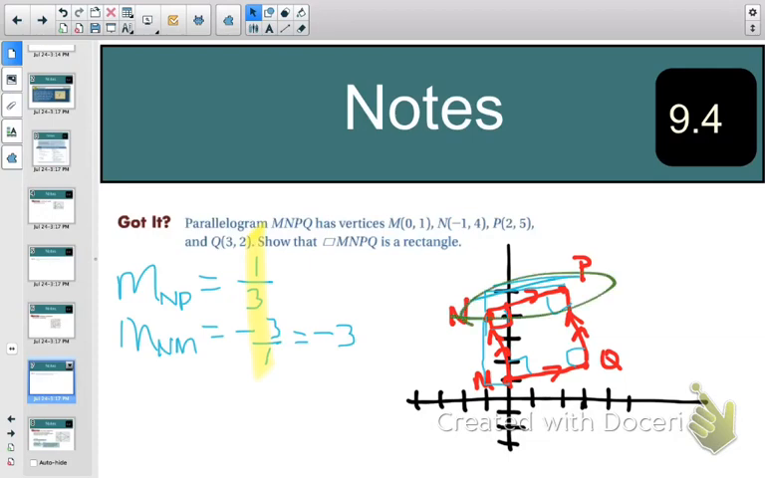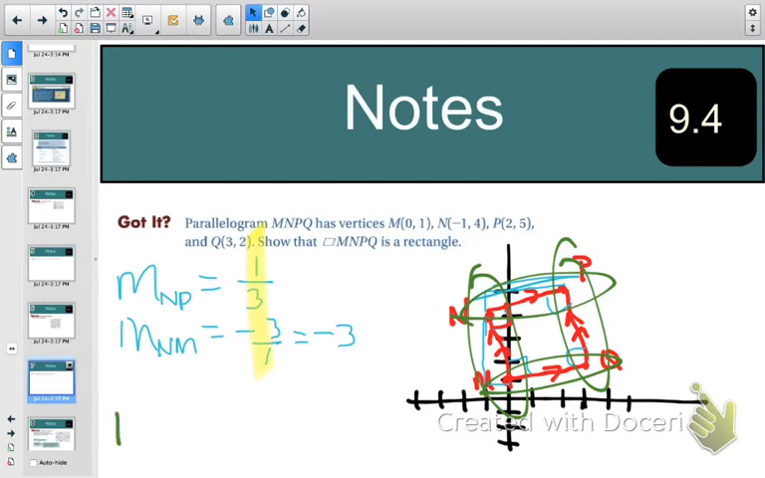I know this line is parallel to this line, and I know this line is parallel to that line. So because they're parallel to each other, that means they're going to be perpendicular to the same lines. And we know it's a parallelogram, so if we can prove that one angle is a right angle, then we know that the other three are also right angles. So that's how we can show that it's a rectangle. Just show that the slopes are opposite reciprocals.